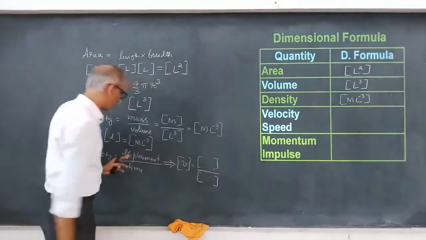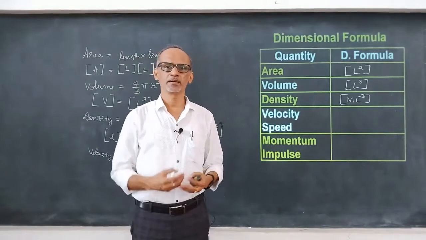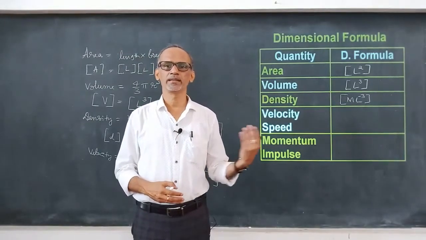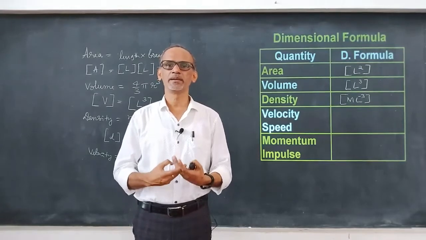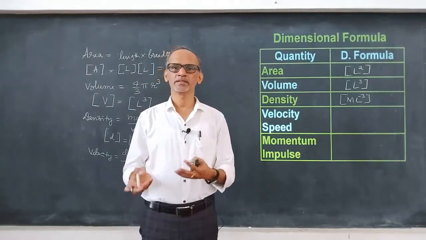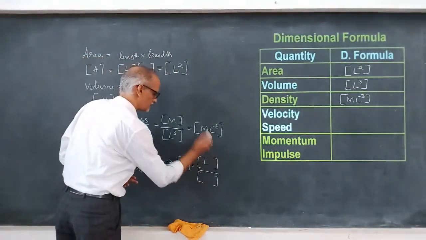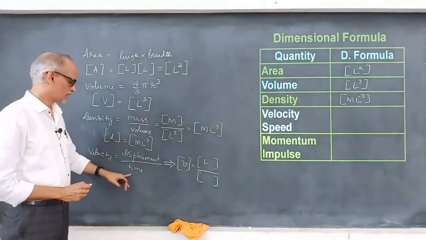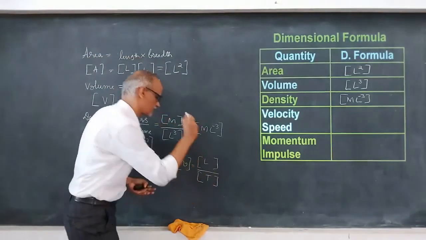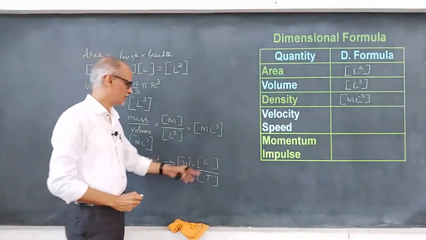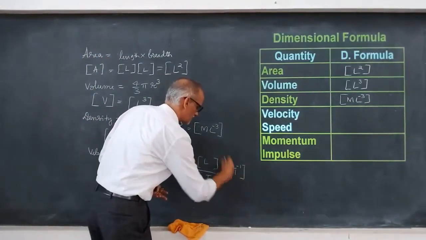What is the dimensional formula of displacement? Displacement is nothing but a measure of length, correct? What is the SI unit of displacement? Meter. And meter is the unit of length. Therefore, the dimensional formula of displacement is L. Time, what is the dimensional formula? Again, one more fundamental quantity. It's T. So what is the dimensional formula of velocity? LT minus 1 is the dimensional formula.